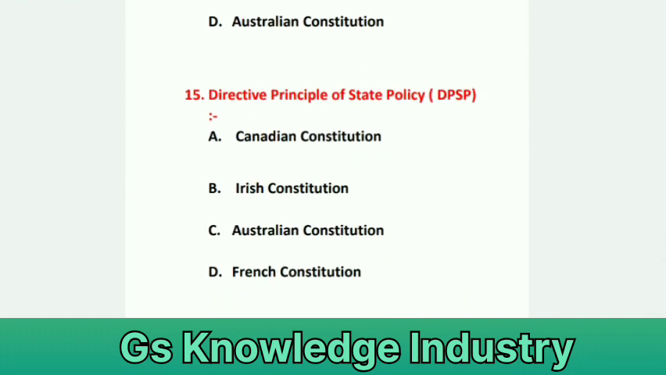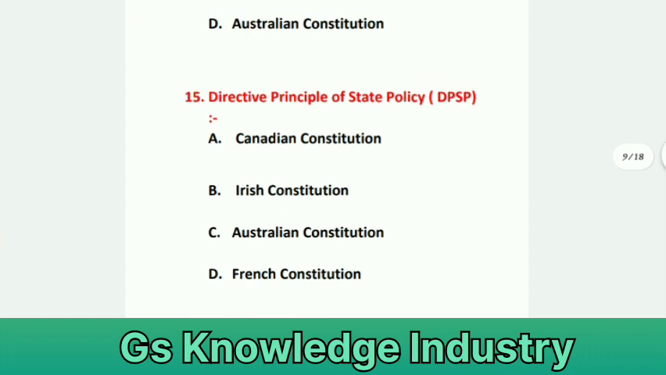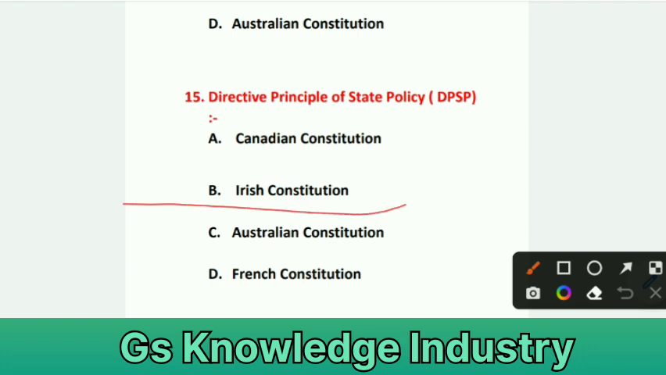15 number question. Directive Principle of State Policy, DPSP, has come from option A, Canadian Constitution. Option B, Irish Constitution. Option C, Australian Constitution. Option D, French Constitution. The right answer is option B. Option B is the correct answer. Irish Constitution.